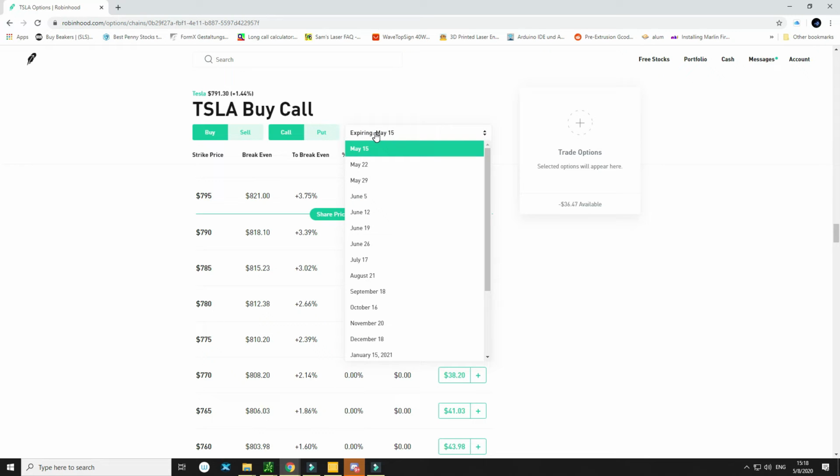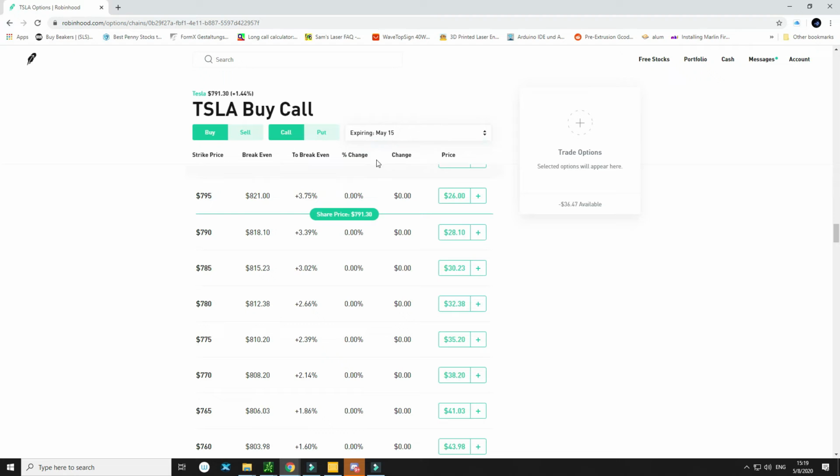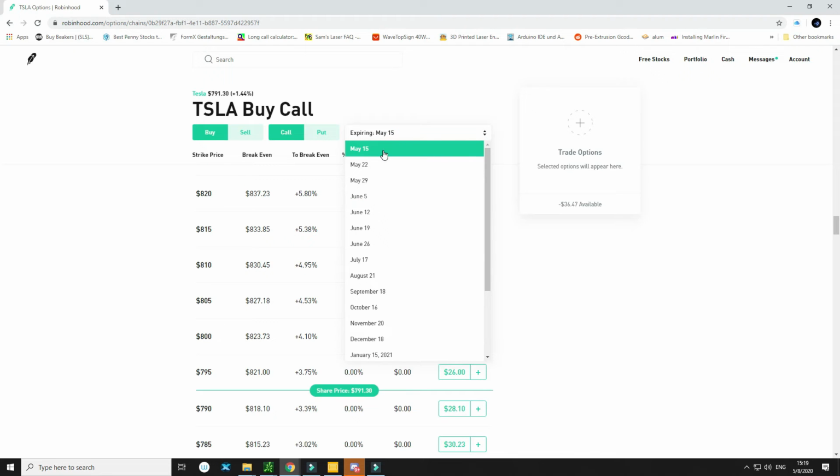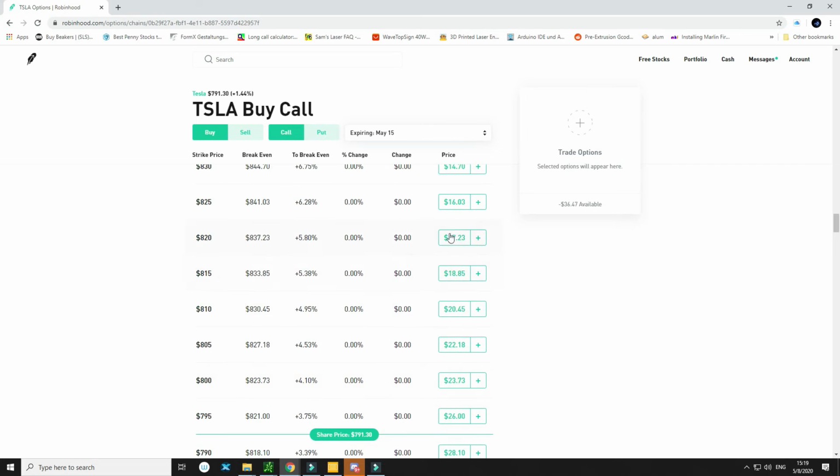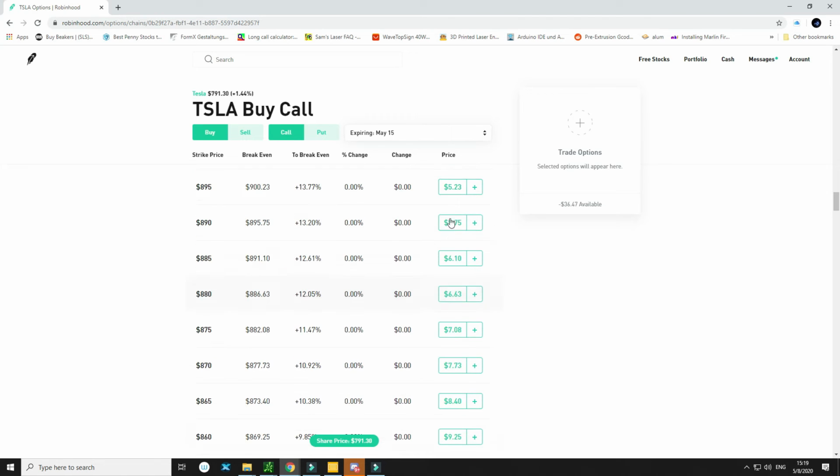The contracts go by week. So you don't own the shares, it's more like borrowing the shares. You're going to hold these shares until like May 15th, which is next week. Today's Friday, and for Robinhood you're not allowed to trade intraday on the last day of the contract. So next week, this is how much the contracts are going for, underneath the price side.